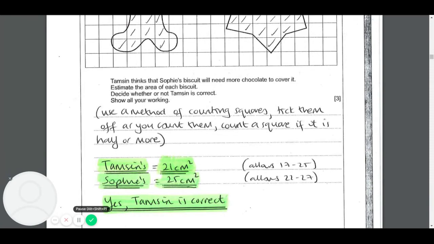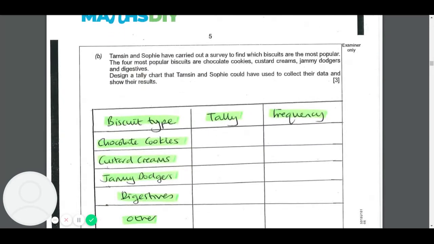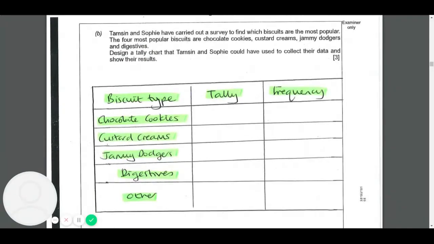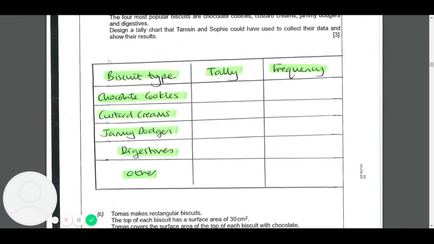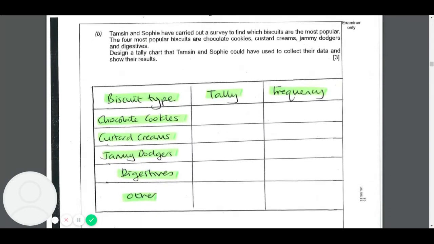Okay, so if we have a look at the next question. So Tamsin and Sophie carried out a survey to find out which biscuit is most popular. 4 most popular biscuits were chocolate cookies, custard creams, jammy dodgers, and digestives. Design a tally chart for them to collect their data. So you just need something where it's biscuit type, tally, and frequency. So you have the tallies. Instead of frequency, you could say total. So there's the 4 most popular types.